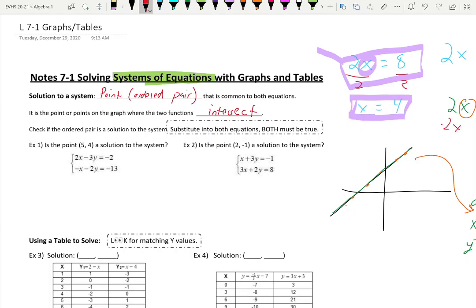And just like I said earlier, it is going to be the place that makes them both true at the same time. And the way that we check that, for example, like on number 1 here, if I ask you is the point (5, 4) a solution, we're going to check that by substituting x and y into both equations, and both of them must be true. So here's what we're going to do.